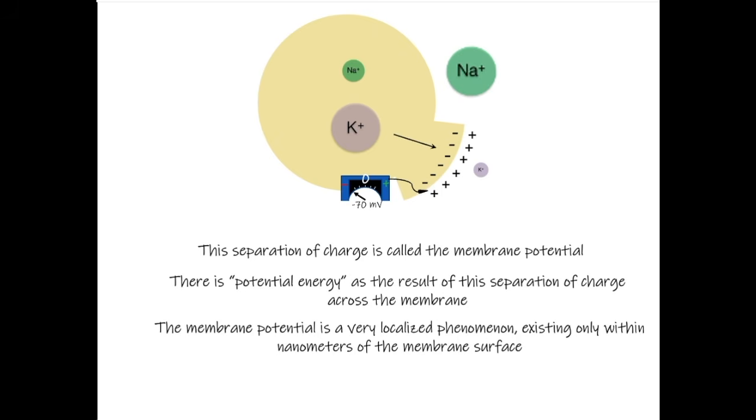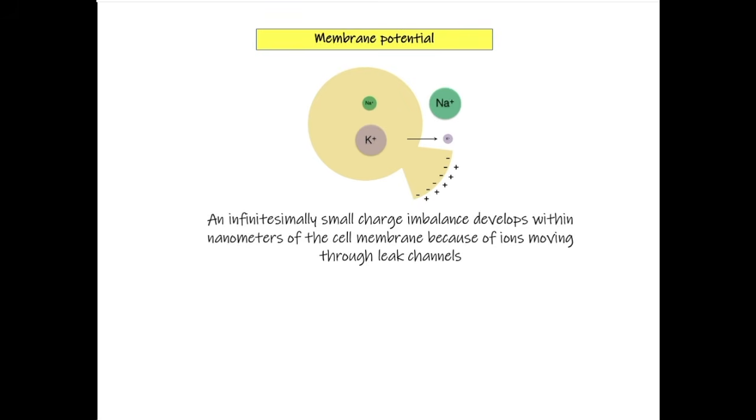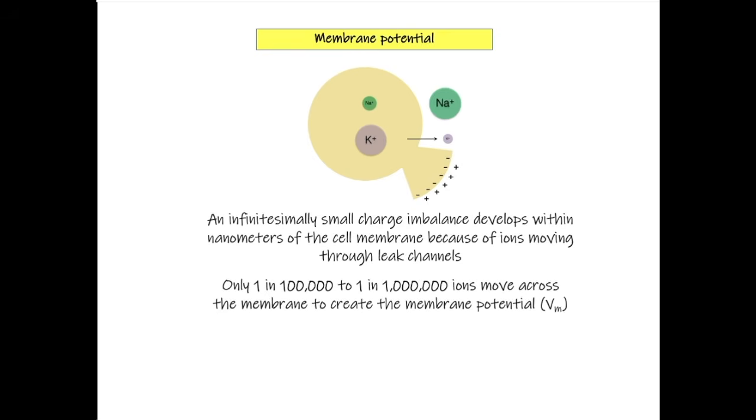It's important to understand, however, that the membrane potential is a very localized phenomenon, existing only within nanometers of the membrane surface. If we were to check the voltage of the cell's interior, we'd find that the cell's interior is actually electrically neutral. But the membrane potential does indeed reflect the slight separation of charge that occurs very locally around the cell membrane. The membrane potential is an infinitesimally small charge imbalance that develops within nanometers of the cell membrane because of ions primarily moving through potassium leak channels. Only about 1 in 100,000 to 1 in a million ions move across the membrane to create the membrane potential.